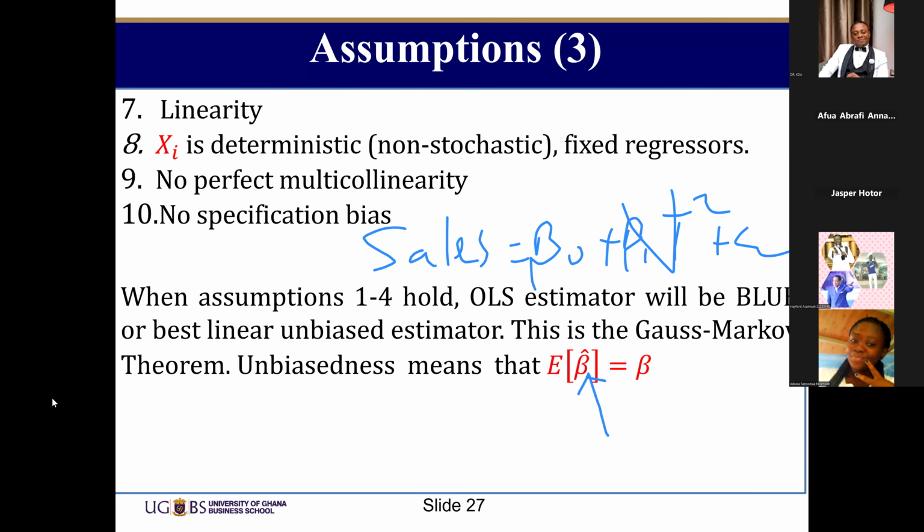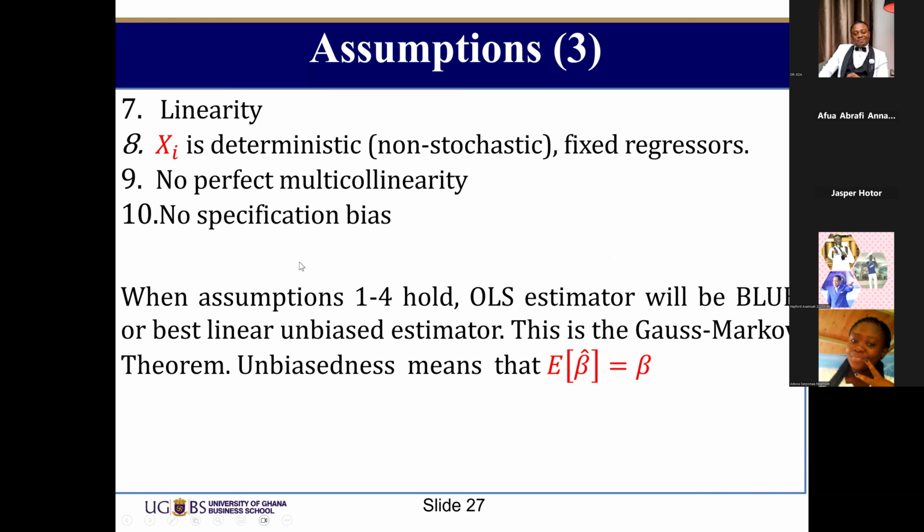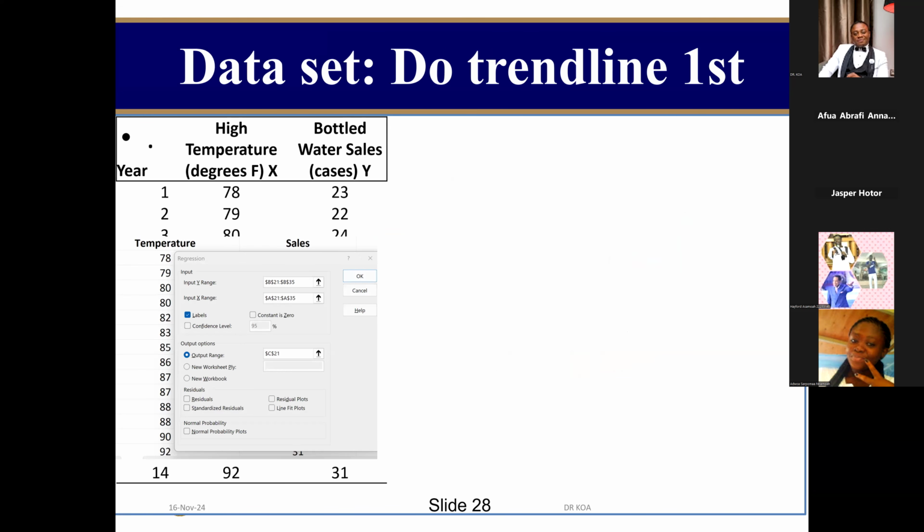At this stage, I'm going to end by going to Excel and showing you how to estimate the regression. This is the data set. I'm going to estimate the regression of temperature on sales. Actually, it's supposed to be, you estimate the regression of sales on temperature. You estimate the regression of the dependent variable on the independent variable. That is how we talk about it.